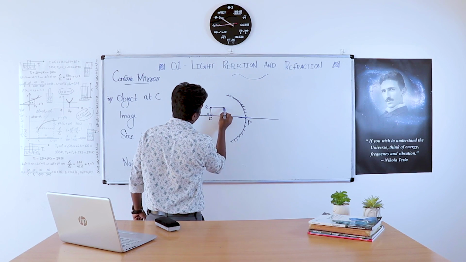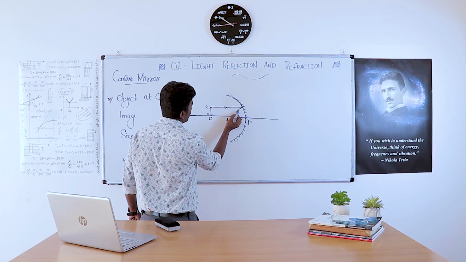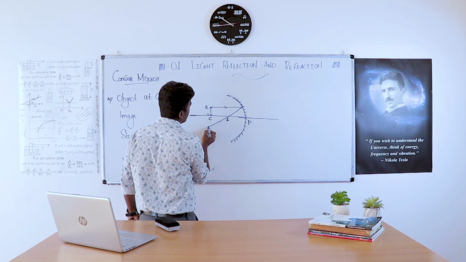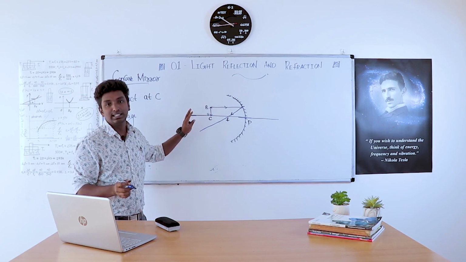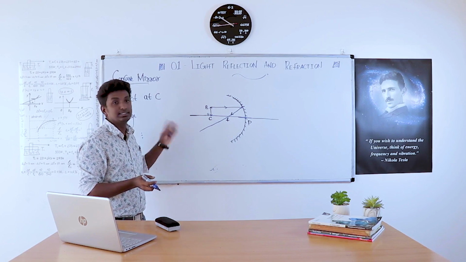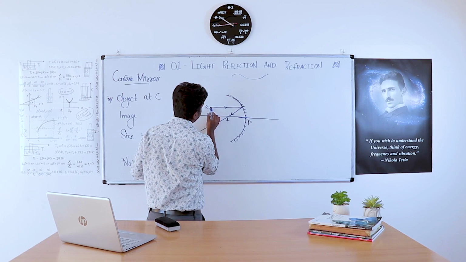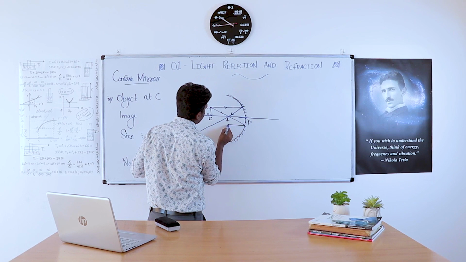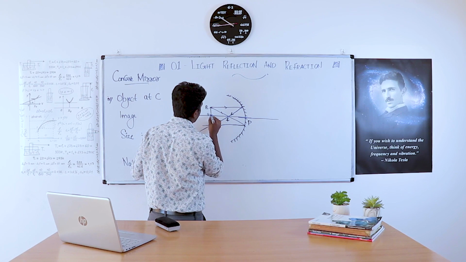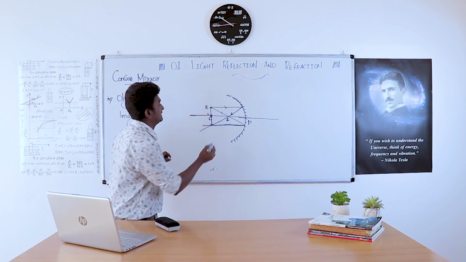So a ray of light parallel to the principal axis after reflection passes through the focus. Now the object is exactly at C, so we cannot draw a ray of light passing through the center of curvature. So we are using the second condition here: a ray of light passing through focus, after reflection, passes parallel to the principal axis. So this is the case.